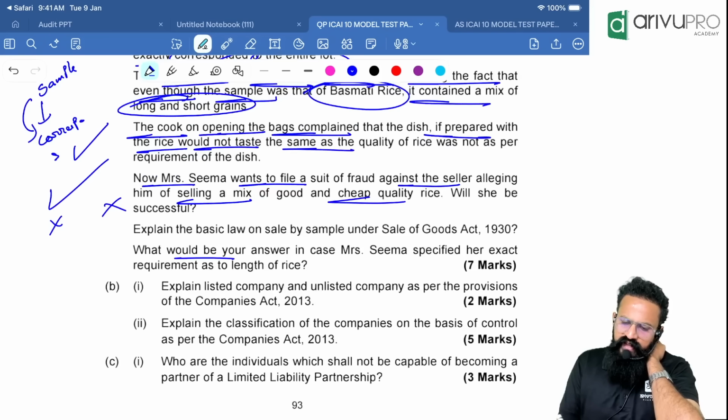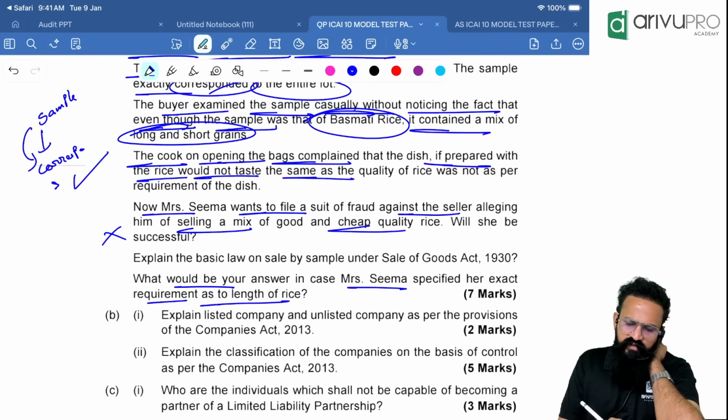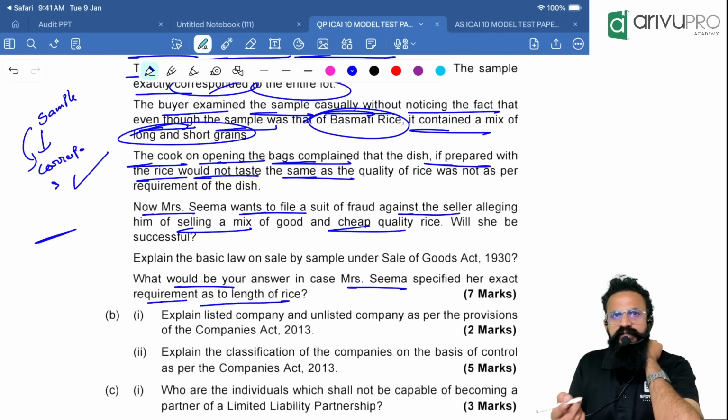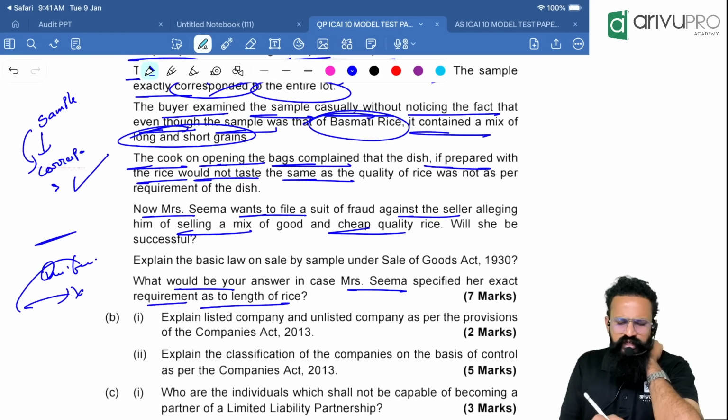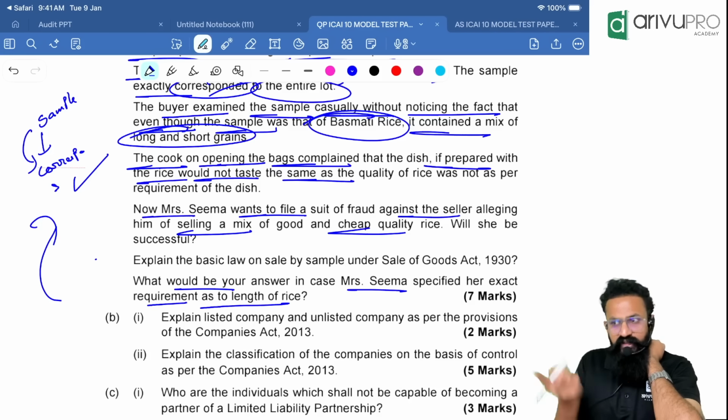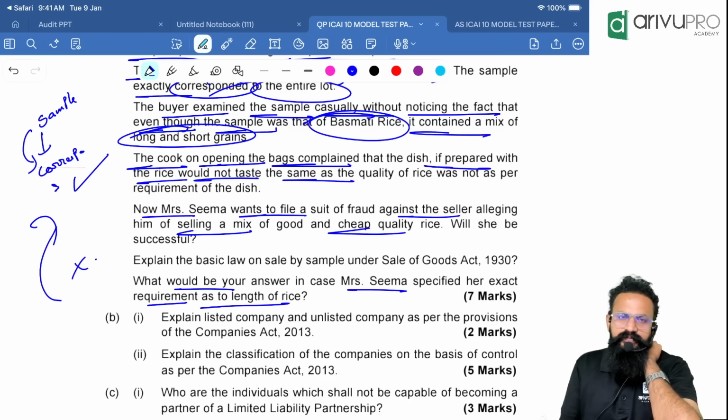Yes, sir. What would your answer be in case Ms. Seema specified her exact requirement as to the length of the rice? If Seema has specifically said that the length of the rice I need is long grain, and long and short are both mixed, in that case, people, this will become quality or fitness. I've clearly made you known my purpose, and it has to serve the purpose. If that is not served, but remember, you should have also checked if quality is not corresponding to the bulk, but if you had an opportunity to check, then the answer would not change. Clear?